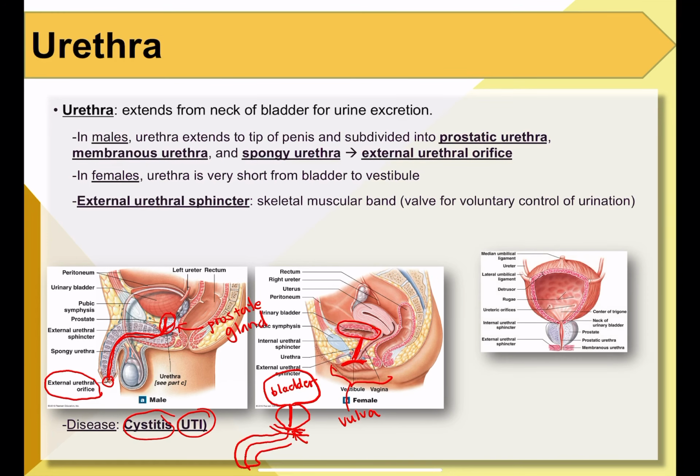So the urethra leads into the external urethral sphincter, which is made up of a skeletal muscular band.